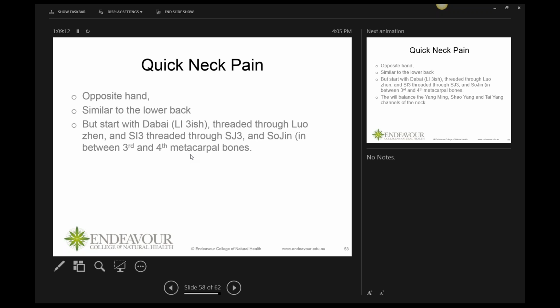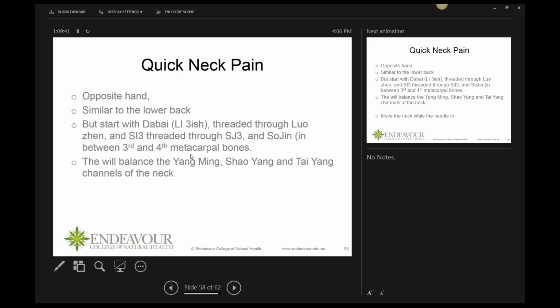Again, if you can do it with 1 needle, you can go for it, but most people can't really do that with just the 1 needle. And then he talks about this other point, this Sojin. So Sojin is in between the middle finger and the ring finger in that same location at the top of those metacarpal bones. So we end up with 3 needles, and from those 3 needles you're actually balancing all the 6 yang channels that go to the neck.